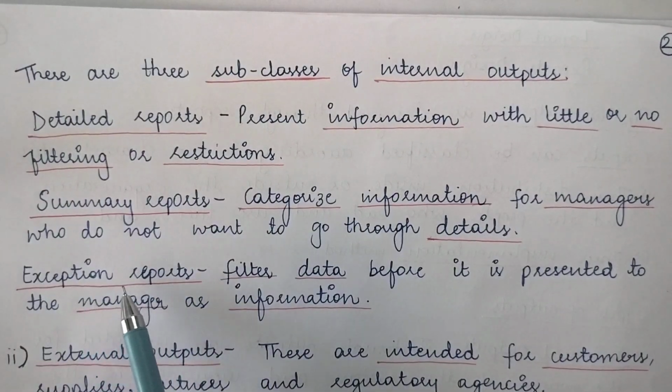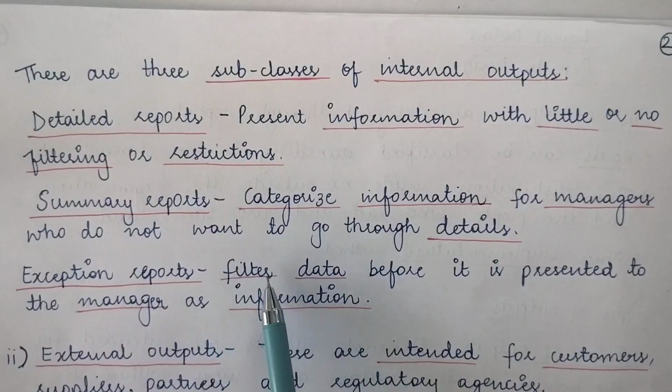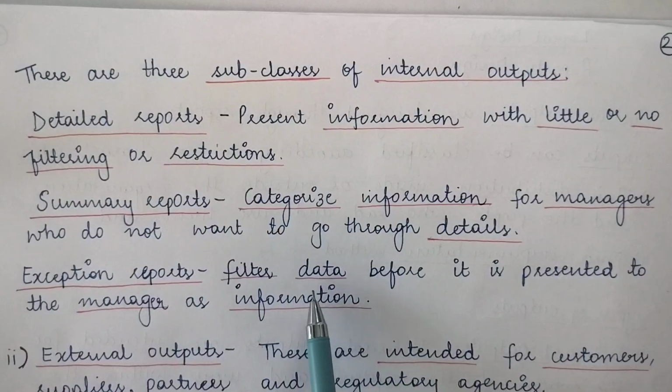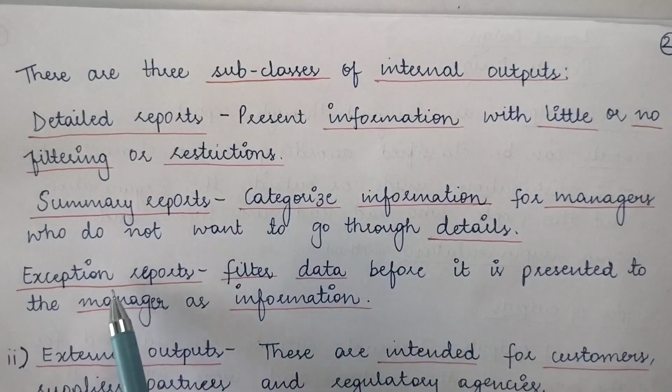When outputs are presented in the form of exception reports, they basically filter data before it is presented to the manager as information, because only that data is presented which is of importance to the managers or which is relevant to the managers. So basically, before presenting any information to the managers, the data is filtered in the form of exception reports.